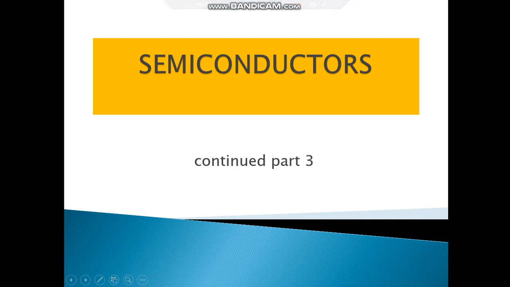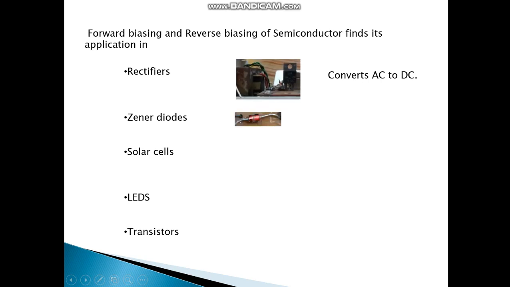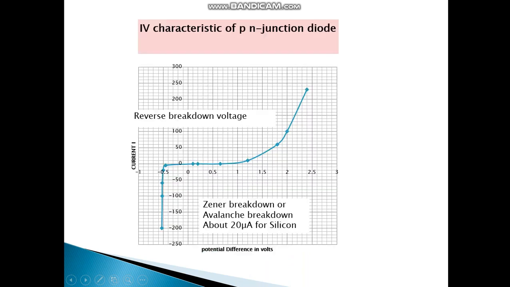So let us continue with semiconductors, part 3. We have done forward bias, reverse biasing, we have done rectifiers, which convert AC to DC. That's our IV characteristic.